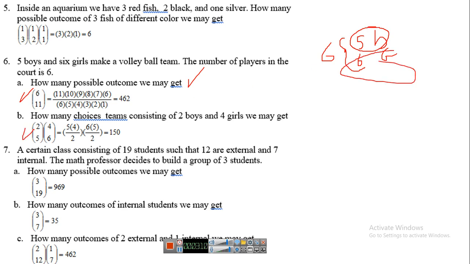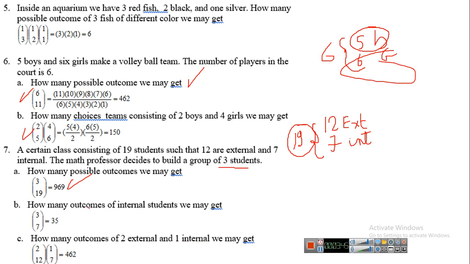A certain class consists of 19 students. In this 19 we have 12 external and 7 internal. The math professor decided to build a group of 3 students. How many possible outcomes may you get? It's a 3 out of 19 combination because order is not important and certainly repetition is not allowed.